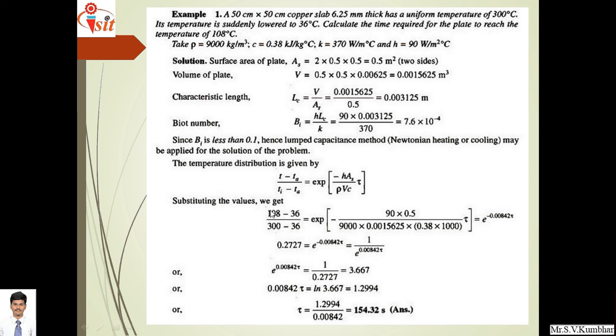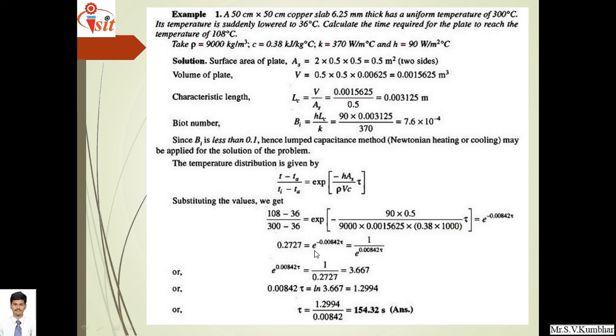That's why T is equal to 108, which is equal to exponential of h, given as 90, As surface area that we had already calculated as 0.5, rho is given as 9000, volume is calculated as 0.0015625, and c is already given, that is 0.38 into 1000, into tau. Time interval tau should be calculated. So solve this, we will get e raised to minus 0.00842 tau. Solve this, we will get 0.2727.